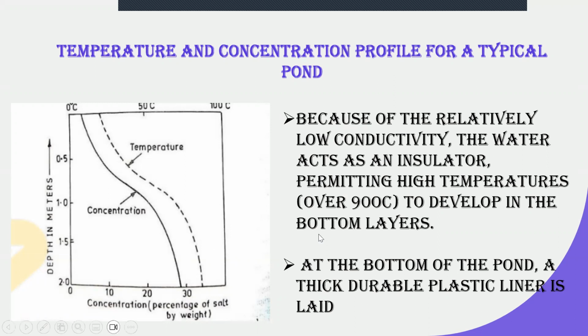The temperature can be around 90 degrees Celsius, developed at the bottom layer. The material used for lining the bottom layer can be rubber, polythene or similar. The salts used will dissolve in the water, like sodium chloride, sodium nitrate and magnesium chloride, and the concentration of the solar pond varies based on what salt you use. There will be a variation of 20 to 30% at the bottom.